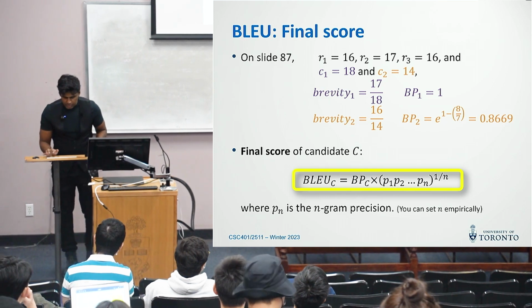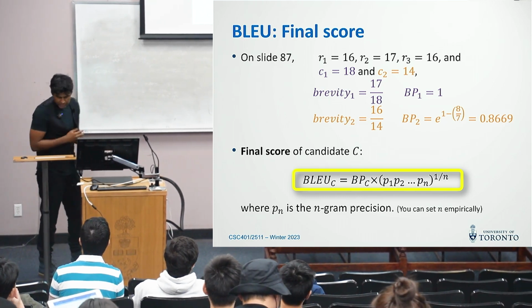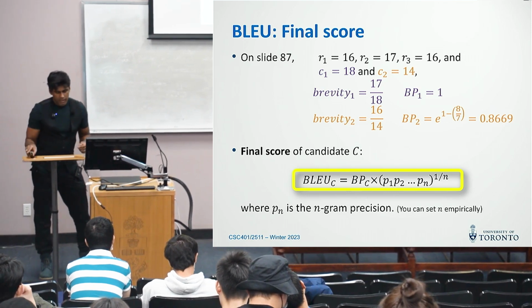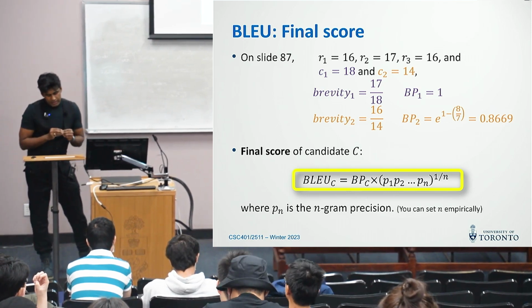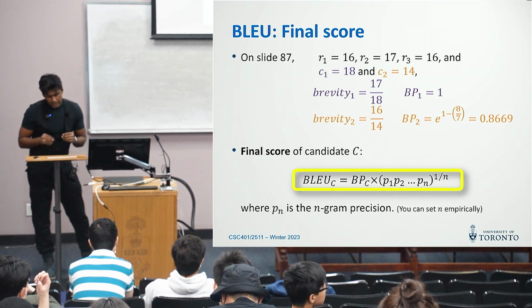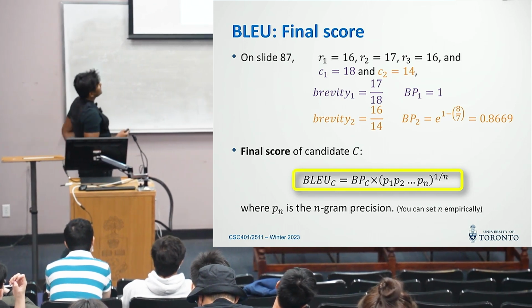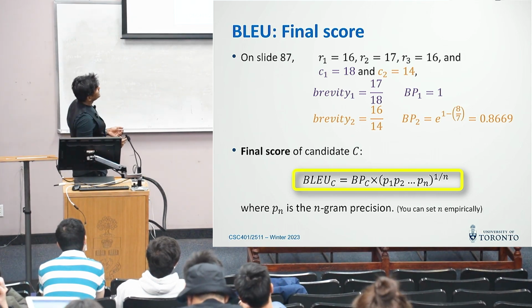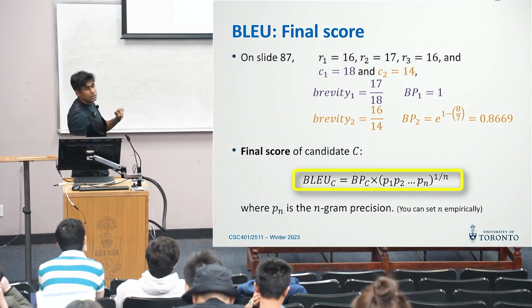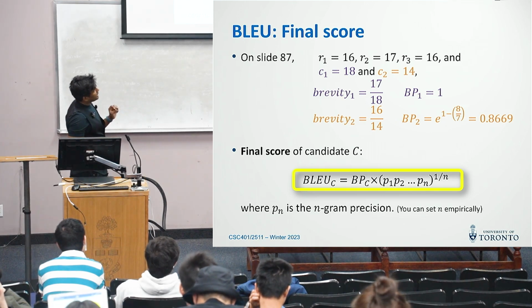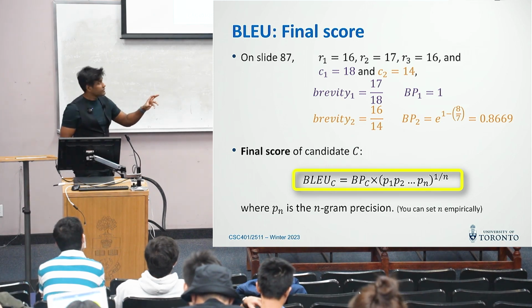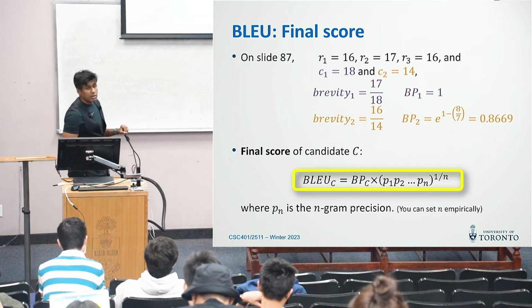So let's quickly go over the final score for the running example that we've been seeing. We calculate the brevity penalty, okay? In the first case, the candidate is longer than the closest reference, so there's no penalty, it's just 1. The second candidate is actually shorter. So we calculate the brevity penalty, 0.866, 0.867, and then we multiply the geometric mean of the n-gram precisions by the brevity penalty, and we get our BLEU score.